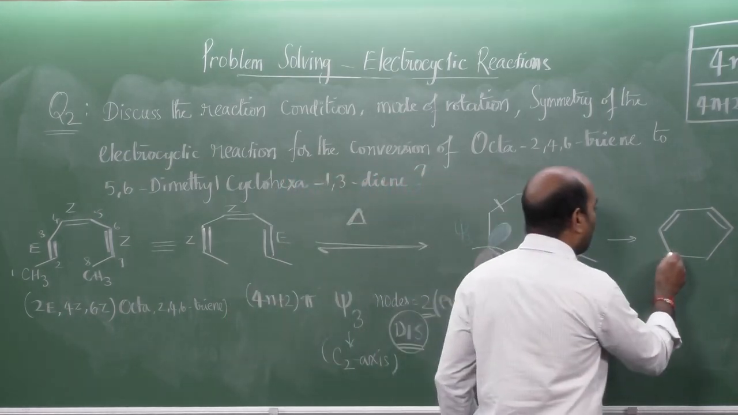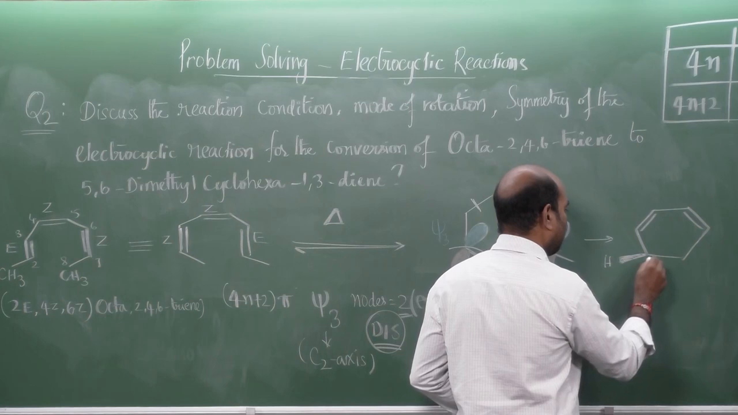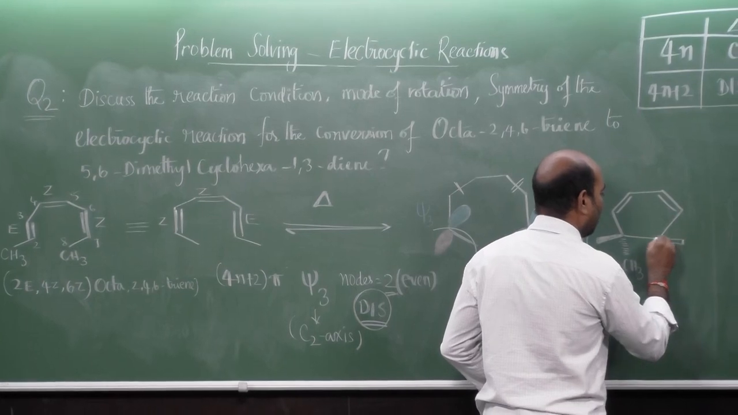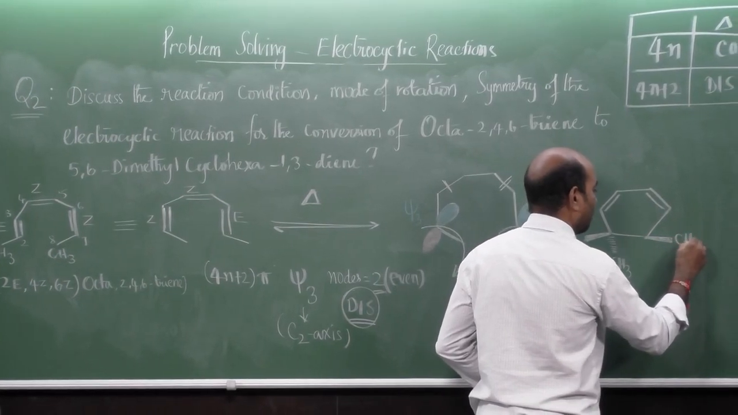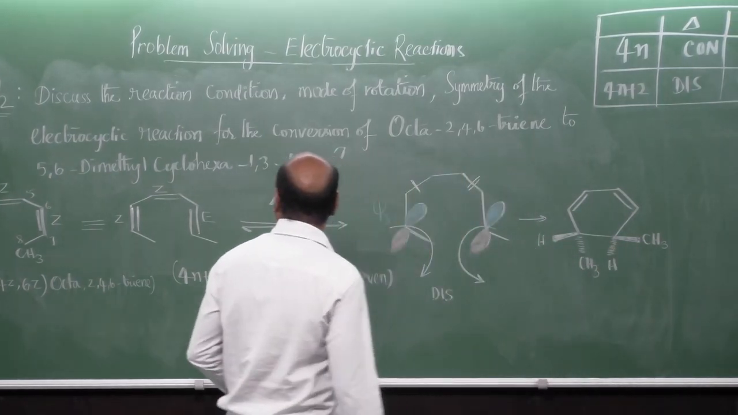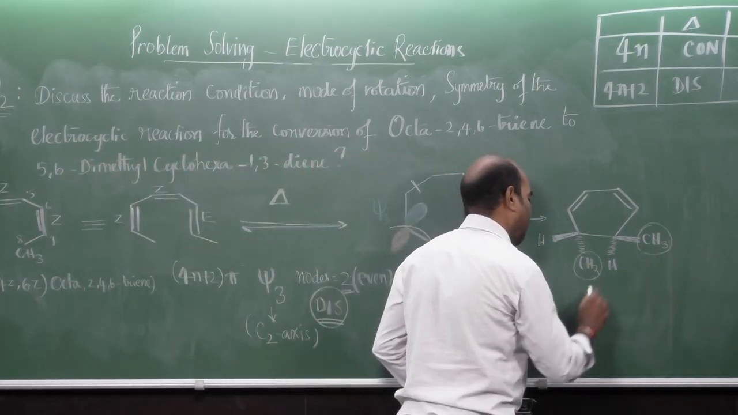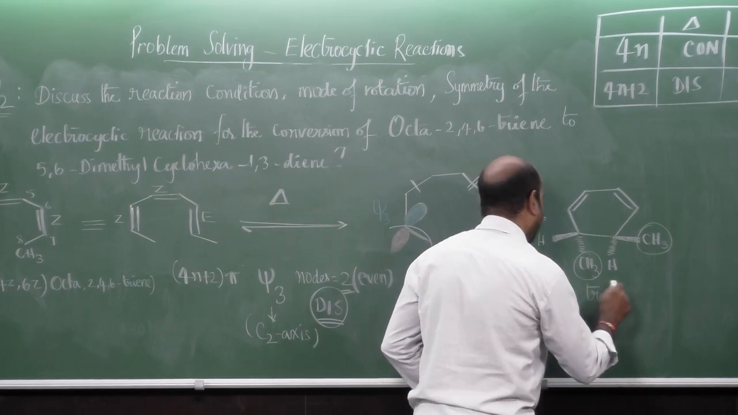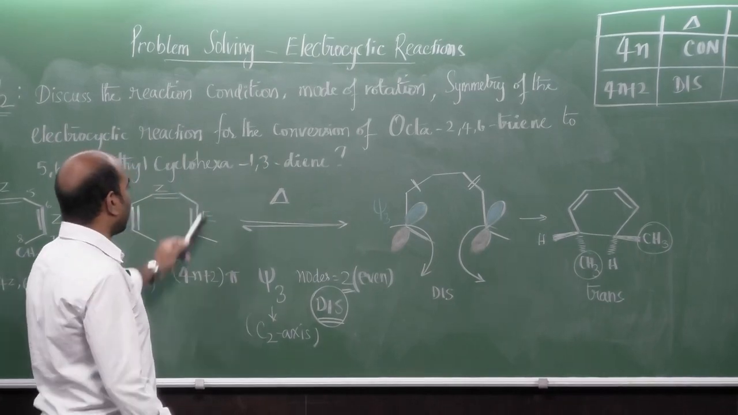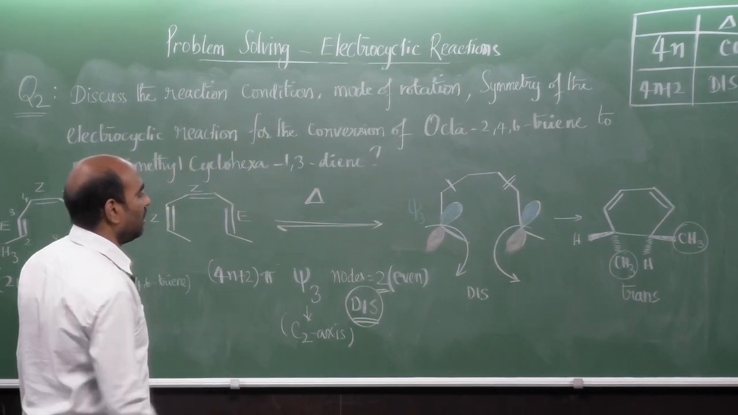So, that means one methyl group is coming down, and the other methyl substituent is moving up. So, you will get a trans relationship here. This is trans 5, 6 dimethyl cyclohexa 1, 3 diene, right. So, that is the product.